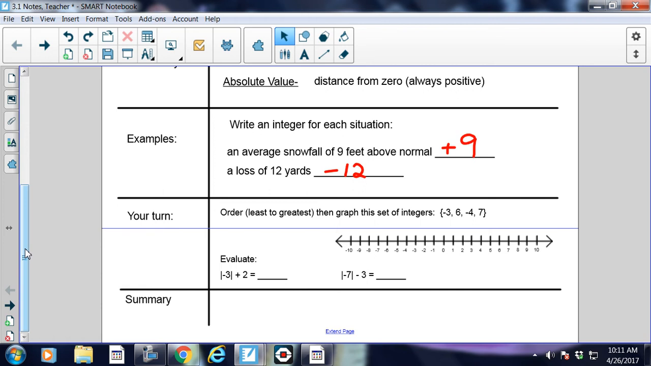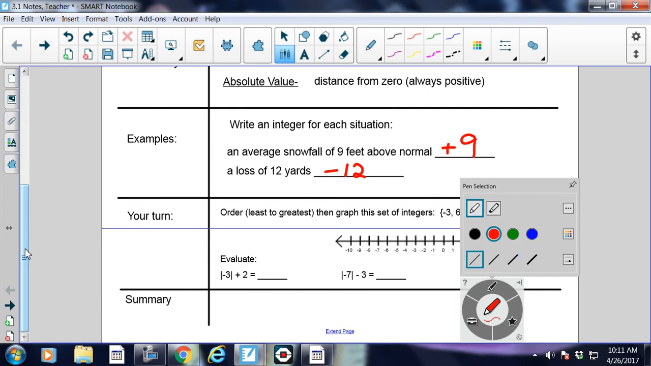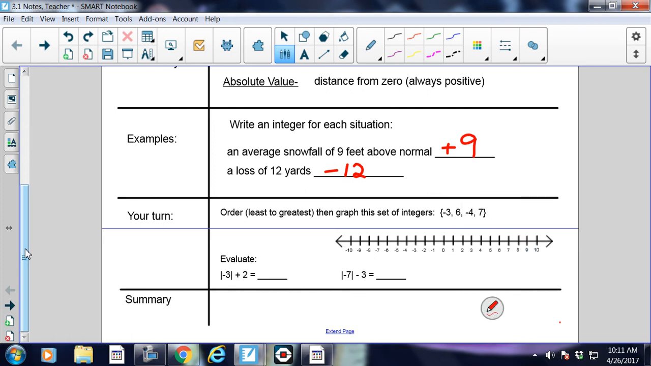So, more review on ordering and graphing numbers on the number line. Graph the set of integers: negative 3, 6, negative 4, and 7. It says order from greatest to least. So what is the smallest number on there? Negative 4. You can pause this and try it yourself, that would be the best thing to do. The next biggest is negative 3, the next biggest is 6, and the biggest in that set is 7.